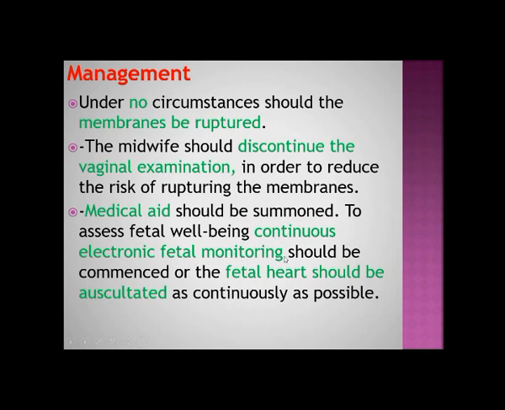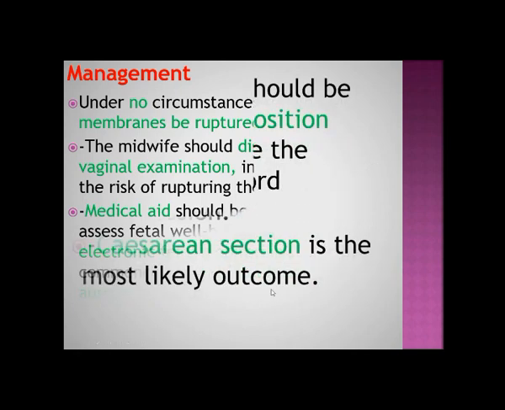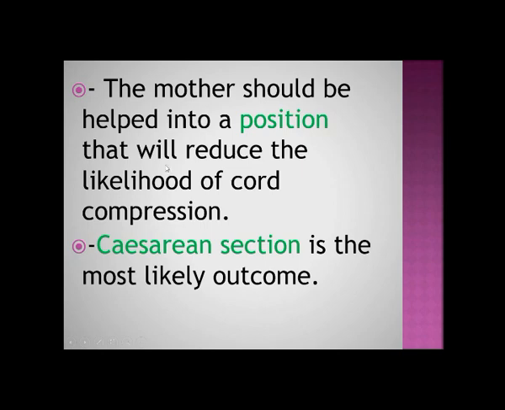Continuous electronic fetal monitoring should be commenced, or the fetal heart rate should be auscultated as continuously as possible. So a continuous fetal monitoring record should be put on the patient, so we can check the fetal heart rate continuously. Then the mother should be held in a position that will reduce the likelihood of cord compression. That position will be shown later on. So we can use the position which reduces the cord compression.